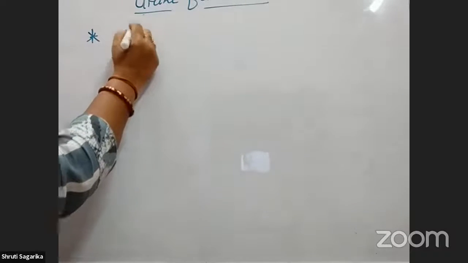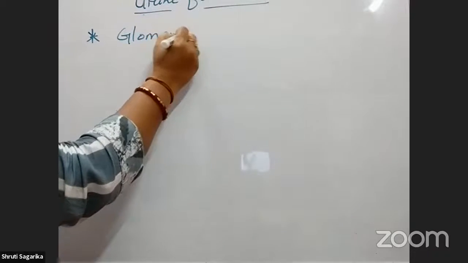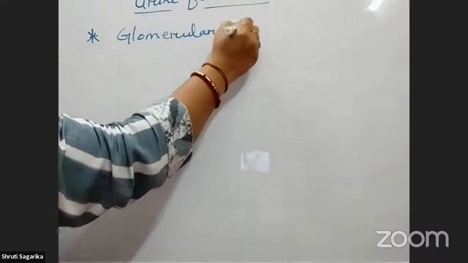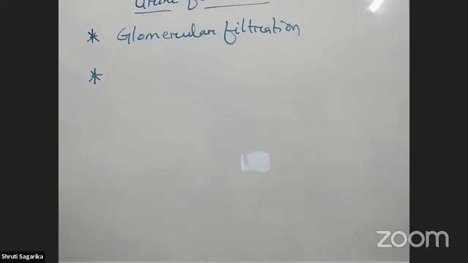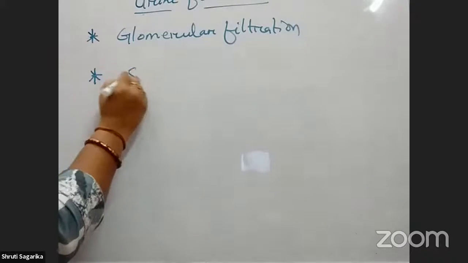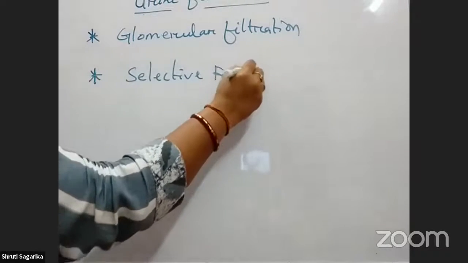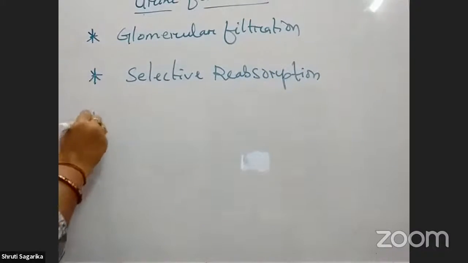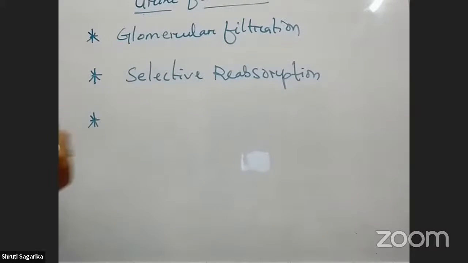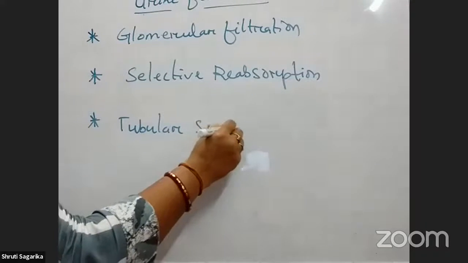Okay, what are the 3 stages? The glomerular filtration, then selective reabsorption, and the third phase will be tubular secretion.